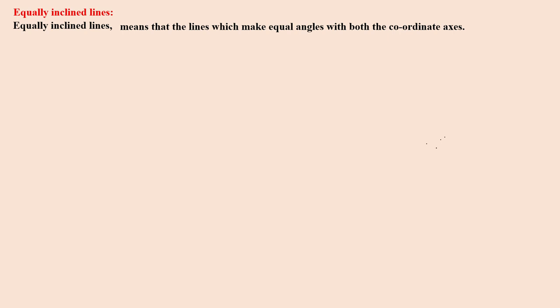Next, equally inclined lines. It is talking about two lines which are equally inclined. It is the same angle with both axes, x-axis and y-axis, right? Then they are called equally inclined lines. Equally inclined lines means the lines which make equal angles with both the coordinate axes.